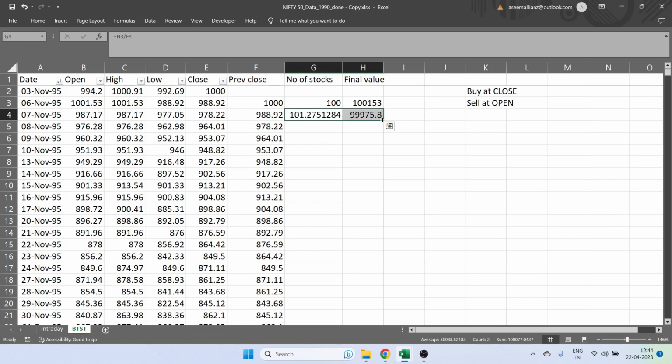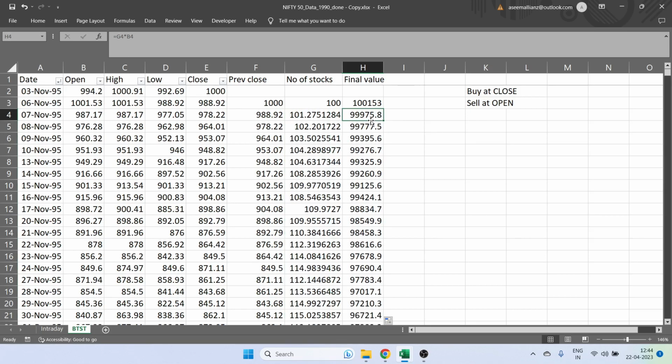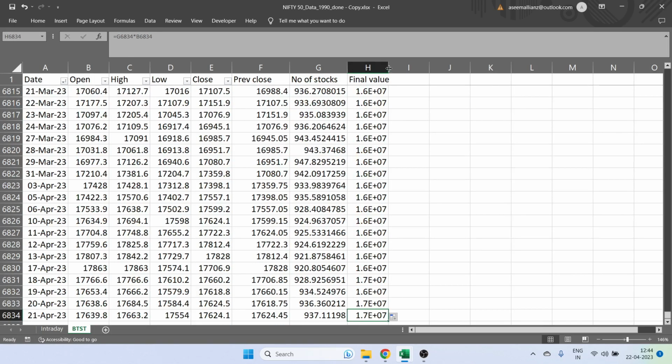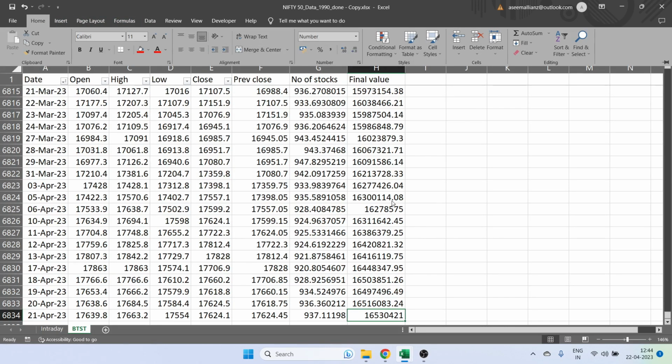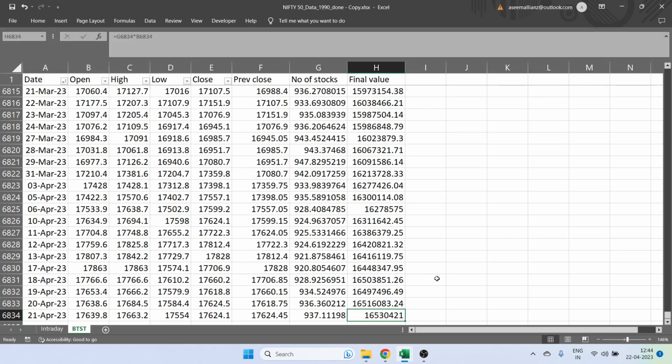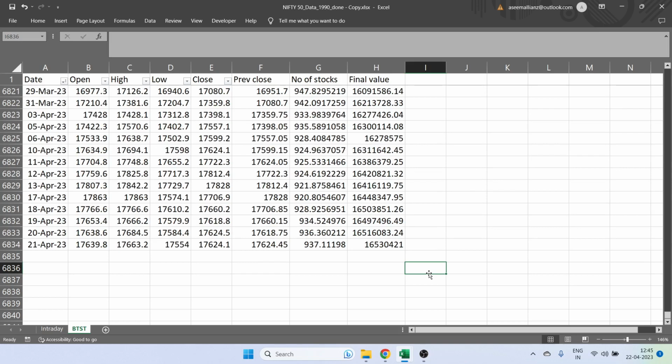So again, let's just copy paste it right down for the last 28 years and see what the value is. And you will notice now that this strategy has made exceptional returns. From 1 lakh rupees, our portfolio value has increased to 1 crore 65 lakhs. So from 1 lakh, it has gone to 1.65 crore. That means 165 times. So the normal BTST strategy on Nifty gives you 165 times the returns in almost 28 years.